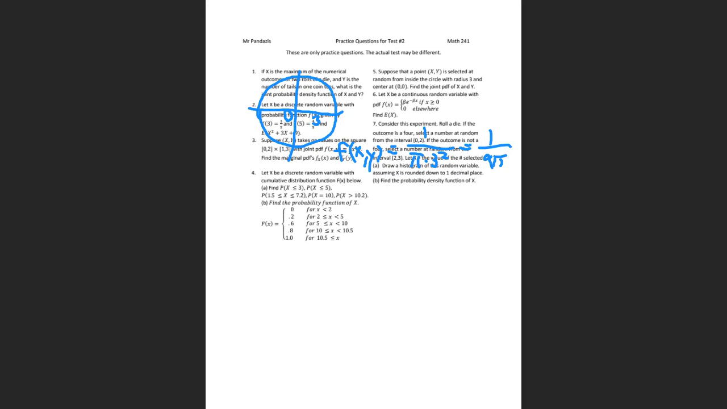From homework 9. It's 6.6, number 2. Let x be a continuous random variable with probability density function given by that. Let g of x equal 3x minus 2. Use theorem 6.5 and 6.6 to find the variance of x and the variance of g of x. So I wrote down theorem 6.5 and theorem 6.6 there.